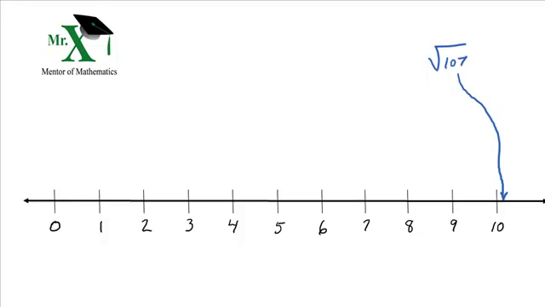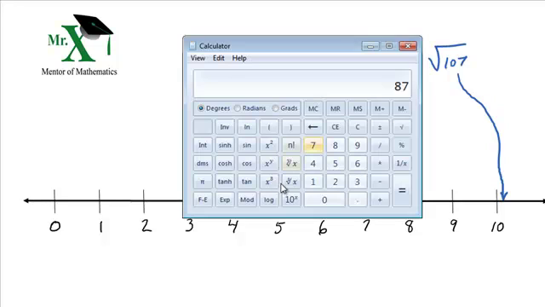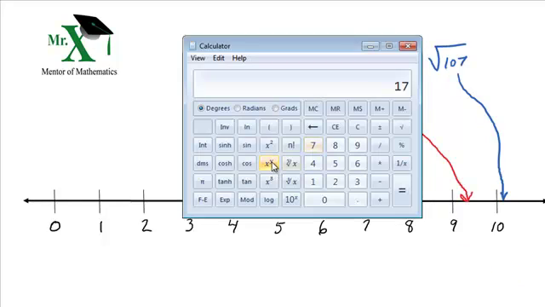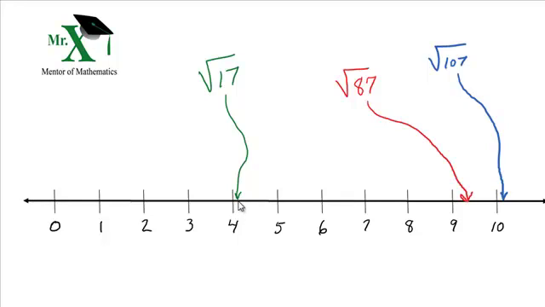We talked about the square root of 87. Where would that be? Well, let's let our calculator help us out. The square root of 87 would be a little less than 9 1/3. Where's the square root of 17? Slightly less than 4 1/8. So the square root of 17 sits on a number line about here. The square root of 87 sits on a number line right about here. And the square root of 107 is somewhere in here. They're really on the number line.